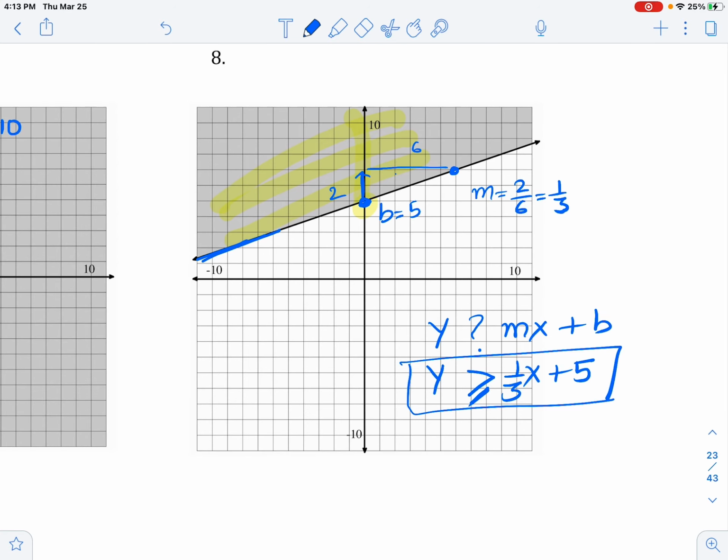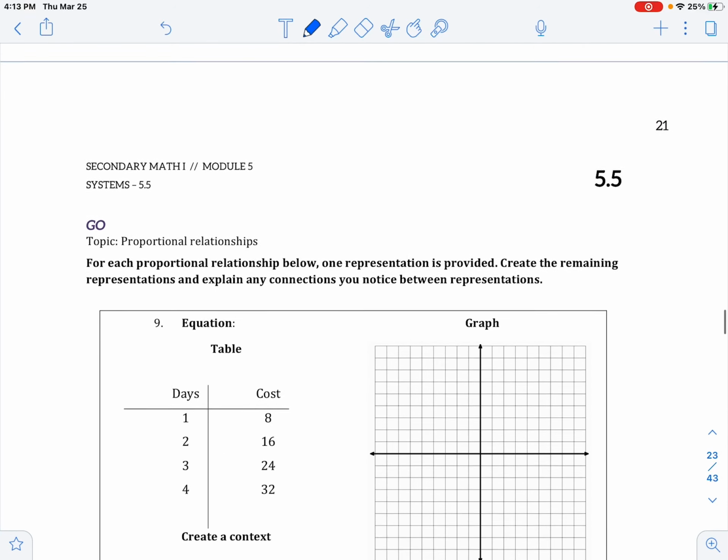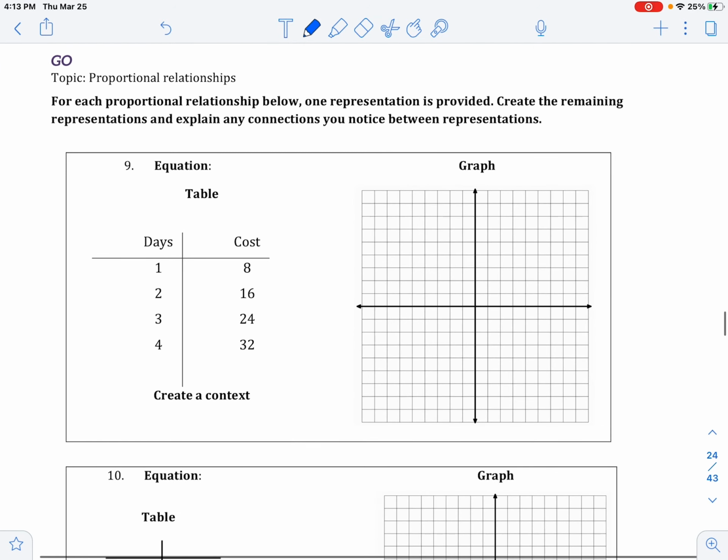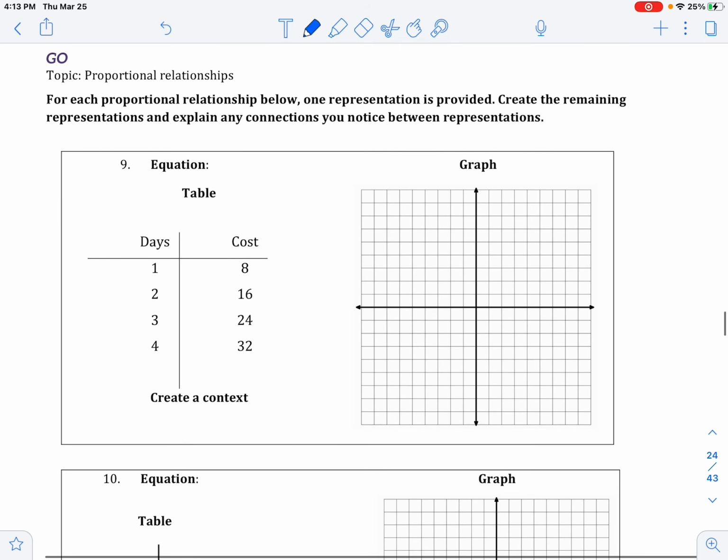Let's move to question number 9. For each proportional relationship below, one representation is provided. Create the remaining representations and explain any connections you notice between representations. So I'll be doing some random problems here.